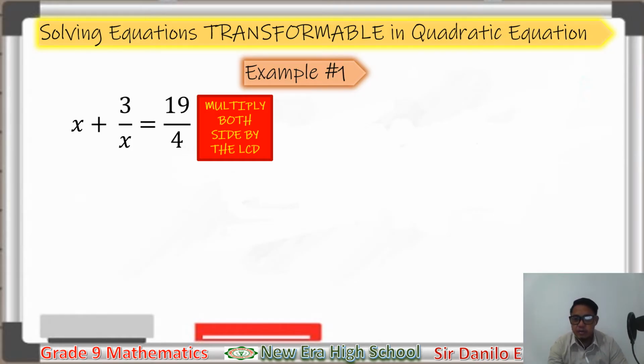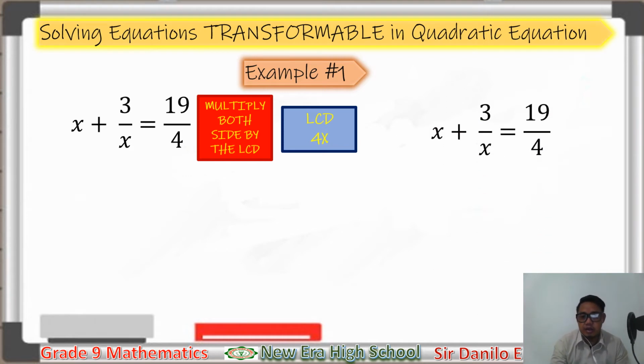So, pag wala naman silang common, pwede nyo i-multiply siya. So, ang LCD natin will be 4x. So, i-multiply lang natin yung buong equation. Yung left at saka yung right, i-multiply natin yan doon sa 4x. So, let's multiply x plus 3 over x equals 19 over 4 sa LCD niya, which is 4x. Okay? So, paano ba mag-multiply niyan? Isa-isahin natin.